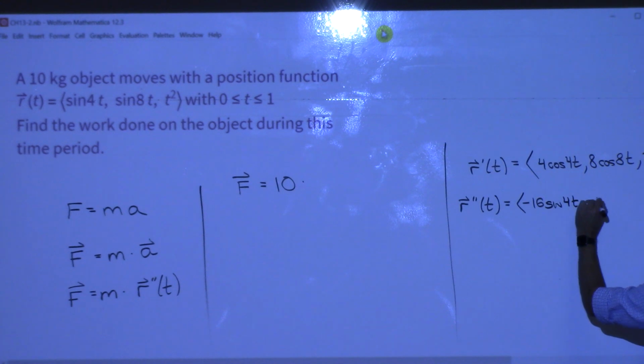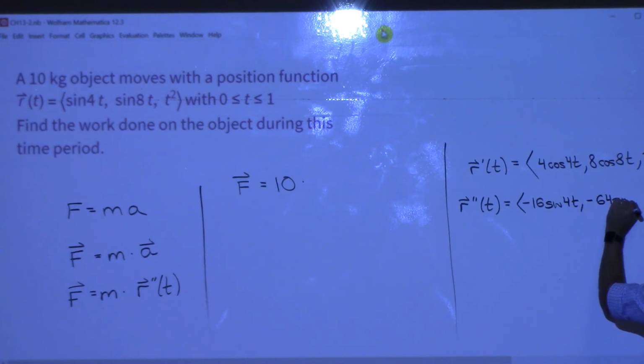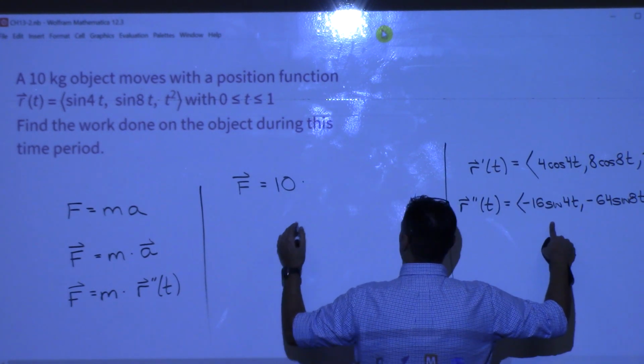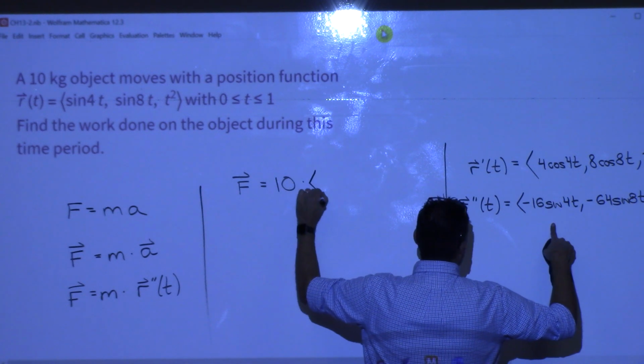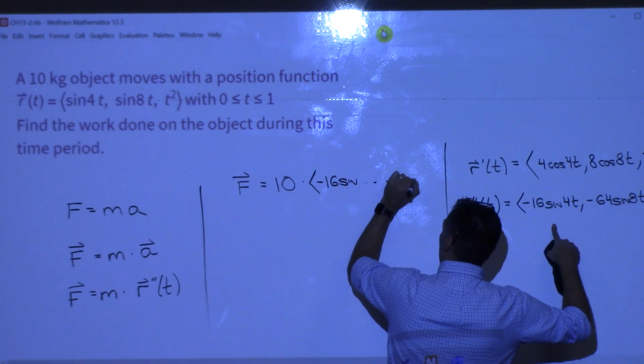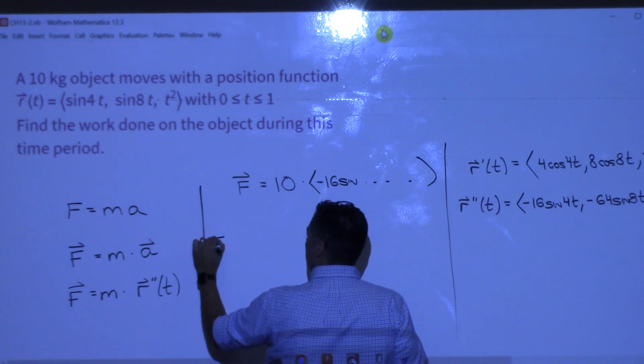And then negative 64 sine 8t, and then 2. At least that's a constant, right? All right, so our force will be, or our field, whatever you want to say, field, force. This will be that times negative 16 sine 4t, and so on. I'm not going to write it out. Let's go ahead and multiply the 10 through.